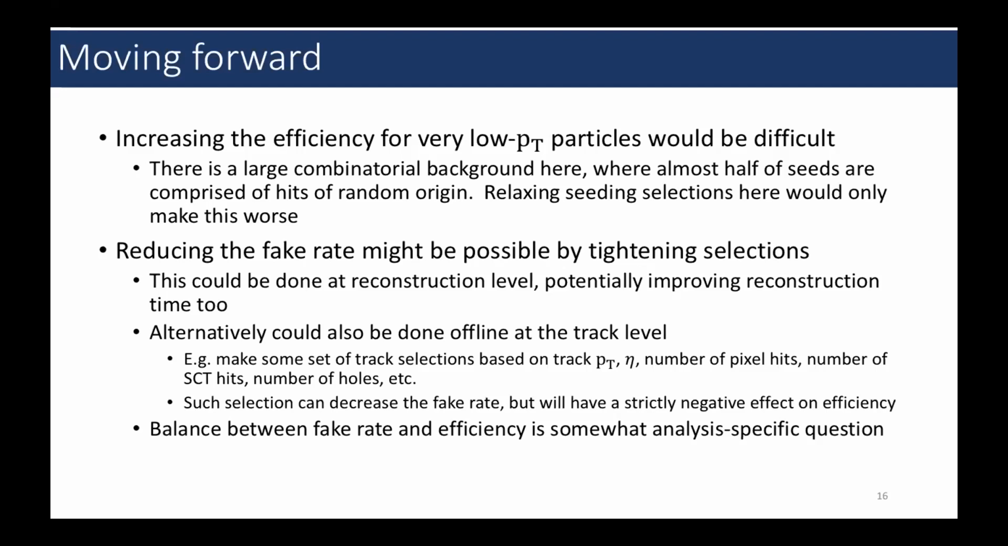And there are a couple of options here. You could do this at reconstruction level, and this actually might have the benefit of reducing reconstruction time. Or alternatively, you can do this offline at track level. So you make some set of track selections based on track PT, pseudo rapidity, the number of hits, et cetera. And such a selection can, of course, decrease fake rate, but it will naturally have a negative effect on efficiency because you only have a final set of tracks. And if you start taking away tracks, that cannot possibly improve efficiency. Of course, striking a balance between fake rate and efficiency is somewhat of an analysis-specific question.